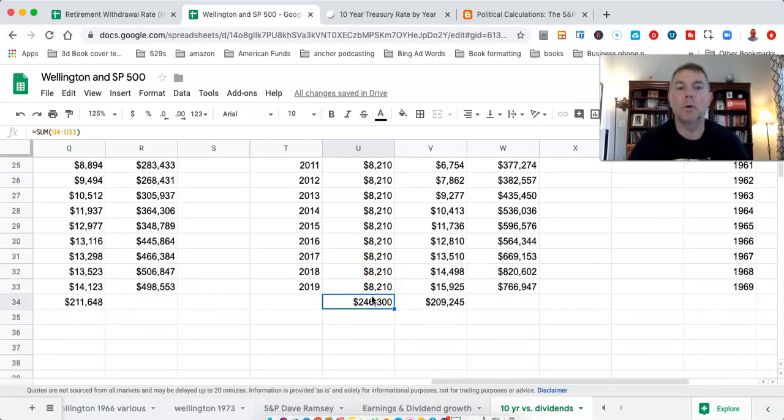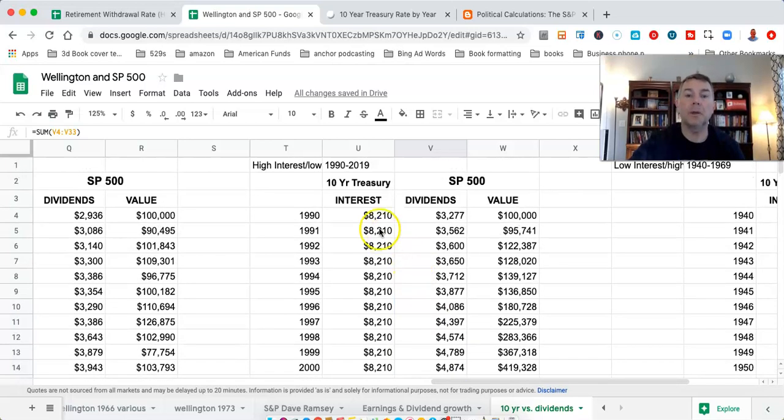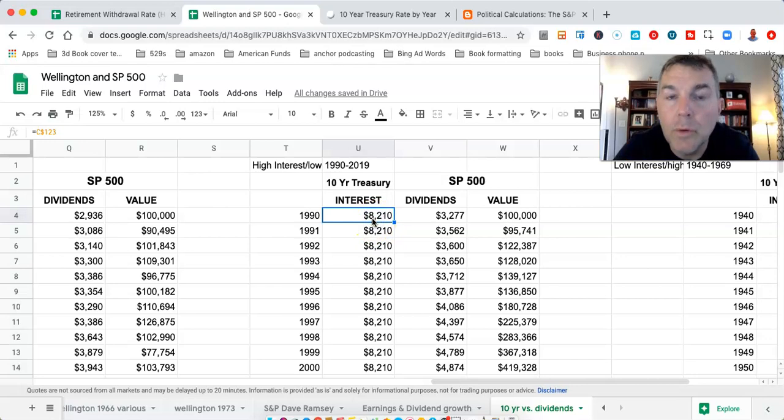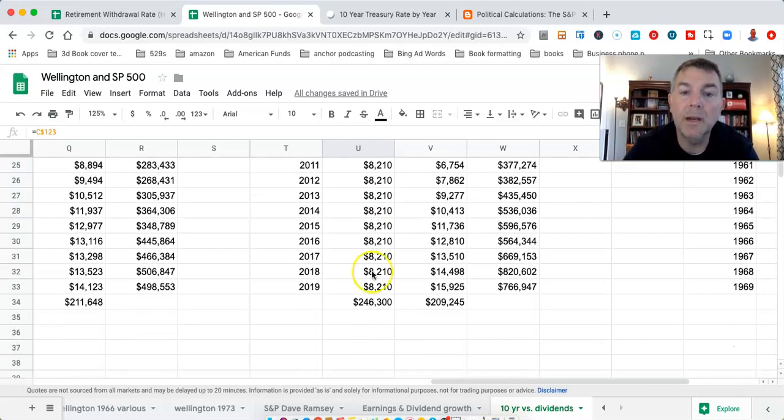$246,000 of total income until 2019, excuse me. You received $246,000, which is $30,000, $35,000 more than you received in the dividends on the S&P 500, because you locked in a high interest rate. You locked in 8.2. I mean, you're like, I'm locking that sucker in. This is great. And when that matured 30 years later, you received $246,000 of income. On the S&P 500, you only received $209,000 of income.